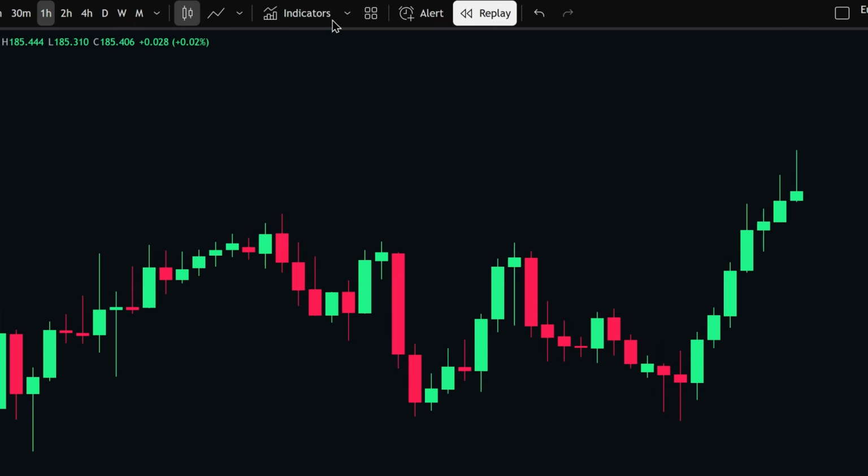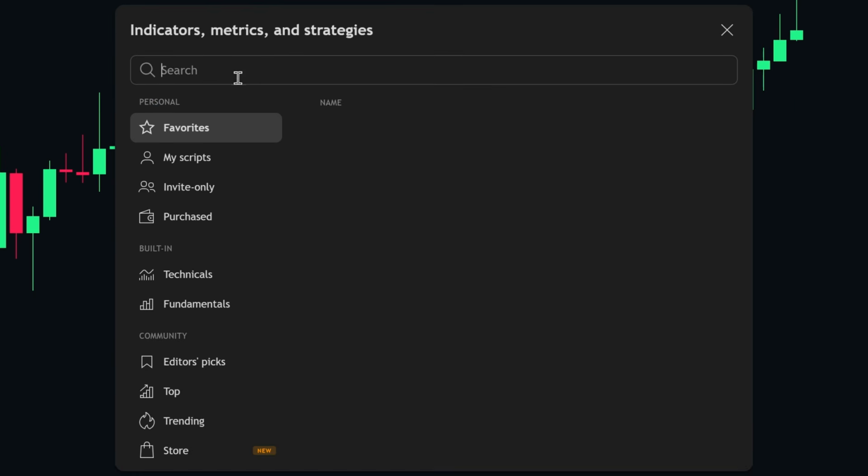To add this indicator, open TradingView and load any market. Click Indicators at the top of your chart, search for Smart Trader, Concentric Candles, and Aristotelian Cycloids, and add it to your chart.